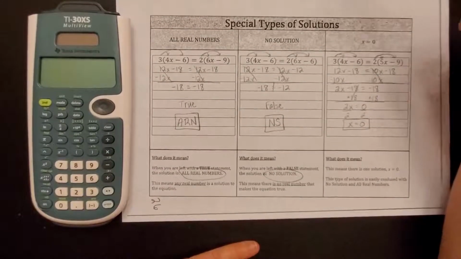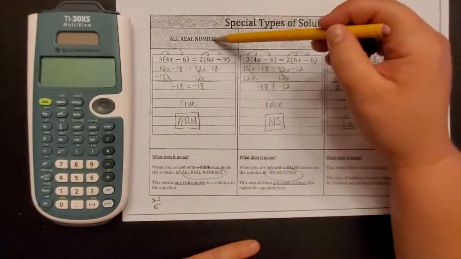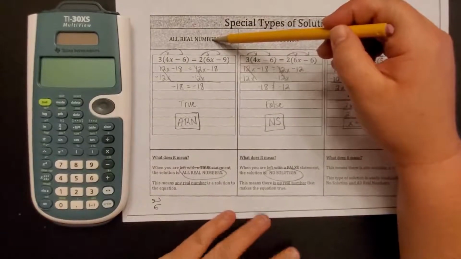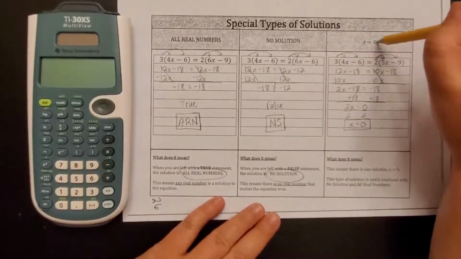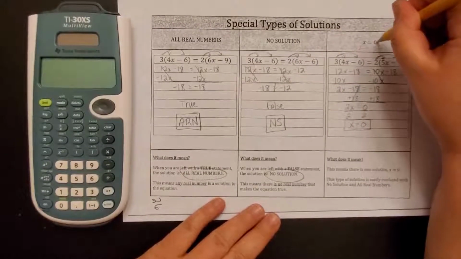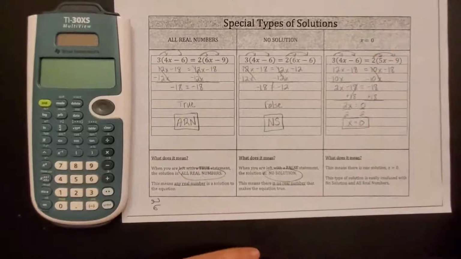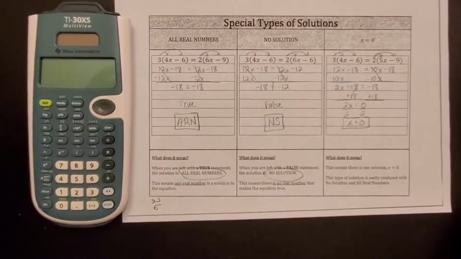All right, so there are 3 types of special solutions. All real numbers, where any number will work for x. No solution, where no number will work for x. And x equals 0, which means there's one solution, and it is x equals 0. All right, that is it for special types of solutions.